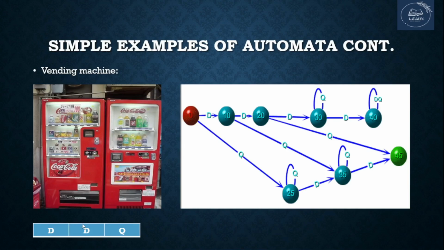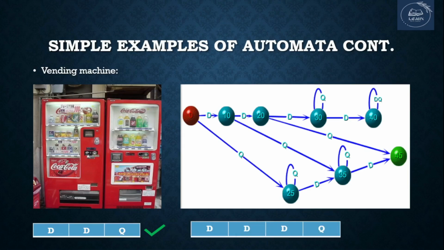So examples like DDQ, as we said earlier, is correct, and strings like DDDQ aren't correct because it takes us to the state 30 if we start from the initial state, and any string that is provided requires for us to always start from the initial state. So from the initial state, if we apply the first D, it takes us to state 10. Apply another D from state 10, it takes us to state 20. Another D takes us to state 30, and a Q from state 30 brings us back to state 30, and that is the end of our string. And state 30 is not a final state, meaning it is not correct.